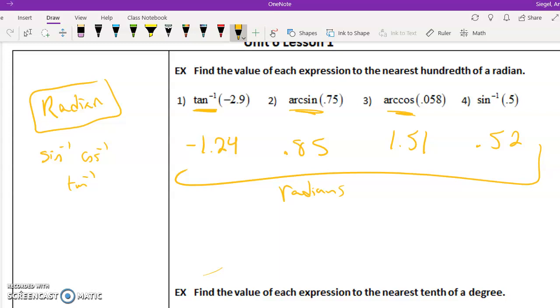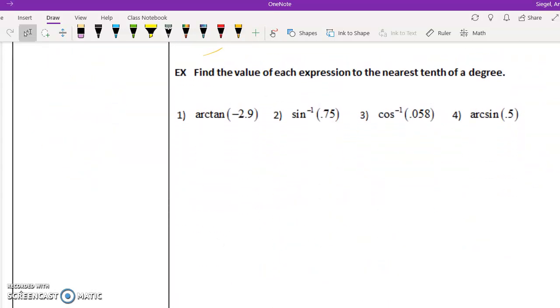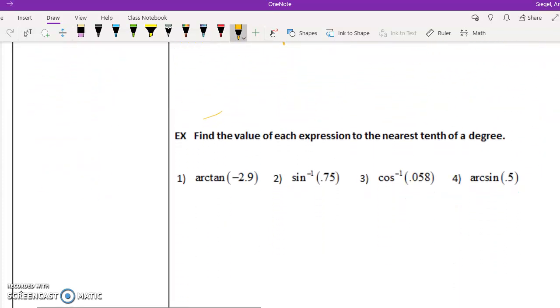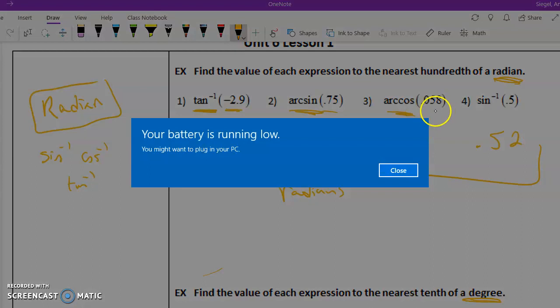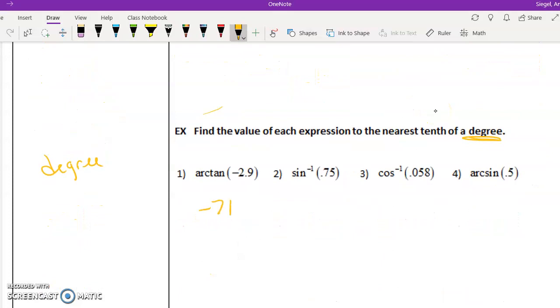Okay, if you're still working, push pause, but if you're ready to go, let's move on to this next part. Notice that this said radians. And now, because this is in degrees, I'm going to switch back to degree mode. Same thing, just make sure that this time it is in degrees. And notice, guys, I use the same values in both cases. So then it's going to be negative 71 degrees, 48.6 degrees, 86.7 degrees, and 30 degrees.